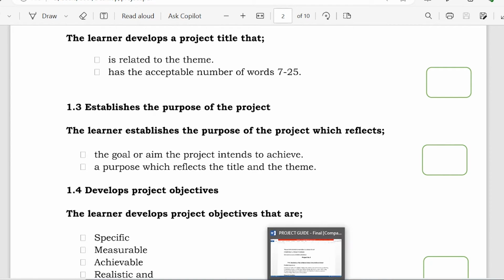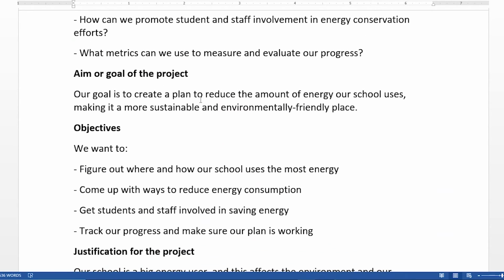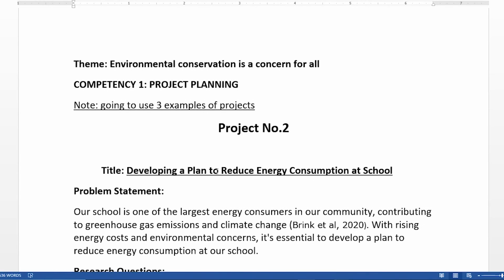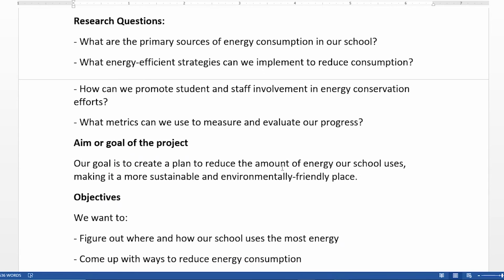Now if you look at this purpose here, or the aim: our goal is to create a plan to reduce the amount of energy our school uses, making it more sustainable and environmentally friendly. Our title was Developing a Plan to Reduce Energy Consumption, and the purpose is reflecting that. And also to reduce that, it means the learner will be conserving the environment because this energy affects the climate, so therefore it is related.